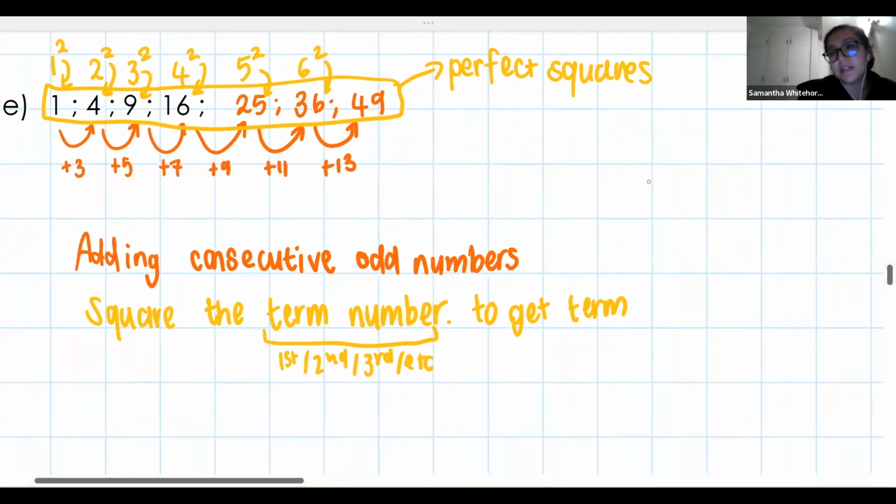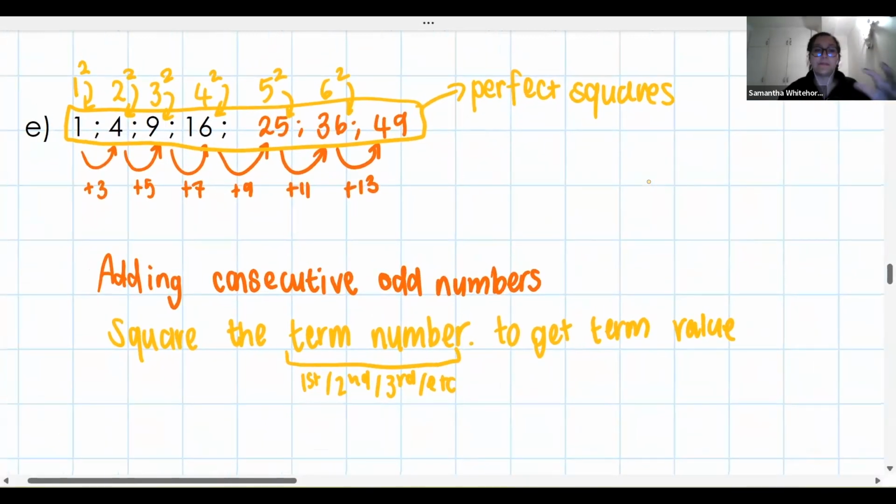Now, both of these descriptions of the pattern are perfectly fine. You're either adding consecutive odd numbers or you're squaring the term. So the first term squared, 1 squared is 1. The second term squared, 2 squared is 4. The third term squared, 3 squared is 9. They both get you the pattern. They are both correct. It's just a slightly different way that we could have looked at the specific pattern.